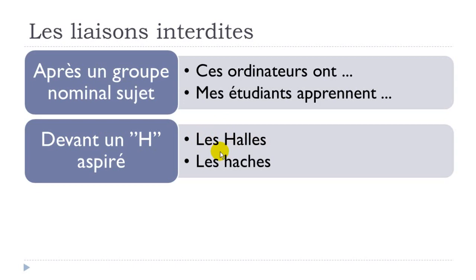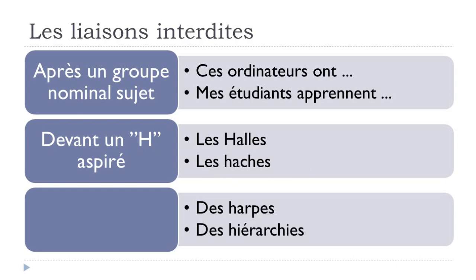Les halles. Same thing here, hache, it's an axe, and in that case it's the plural form. Les haches, okay? You don't make the liaison, you say les haches. I also wrote two other examples. Harpe, the musical instrument: des harpes, so you don't make the liaison between the two. And the last one, hiérarchie: des hiérarchies.